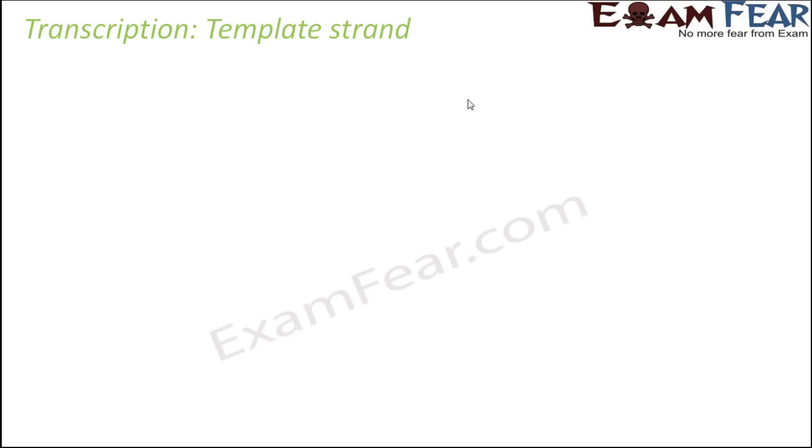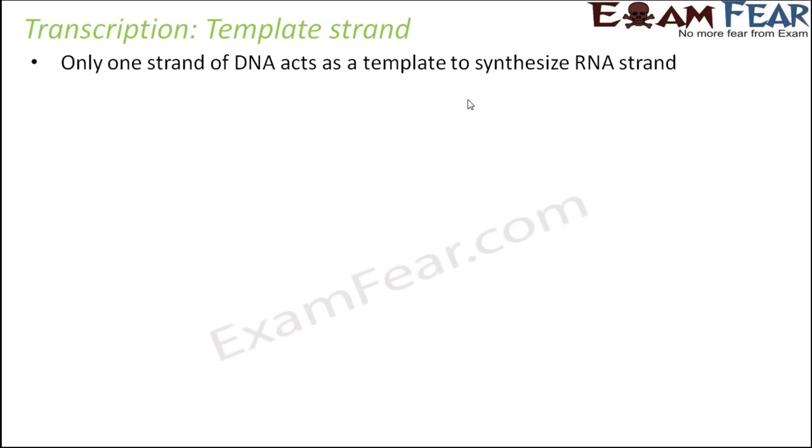So now let us try to understand the process of transcription. When I say that RNA gets synthesized from DNA, what are we basically going to do? We are trying to create a new strand of RNA with the help of a strand of DNA. So in that case we would need a template strand, a strand which would act as the original copy for the photocopy to be done. Only one strand of DNA acts as a template to synthesize RNA. Please note this important thing, that only one strand will act as the template.